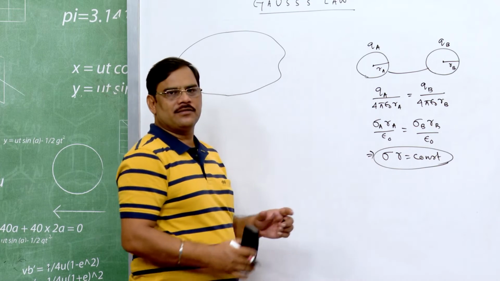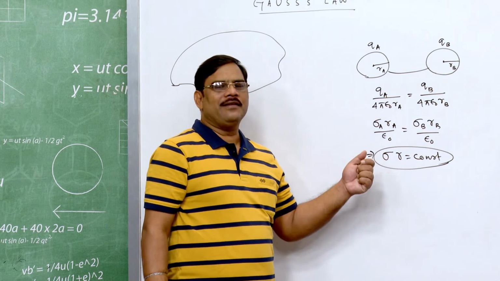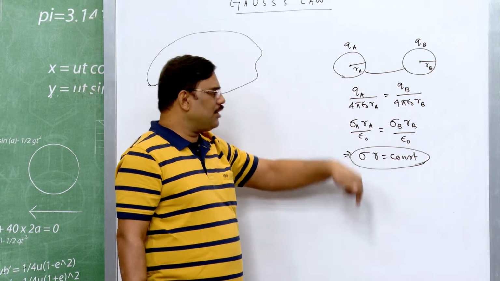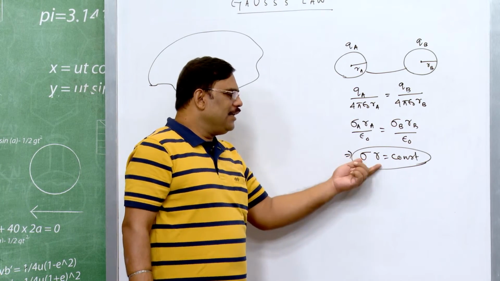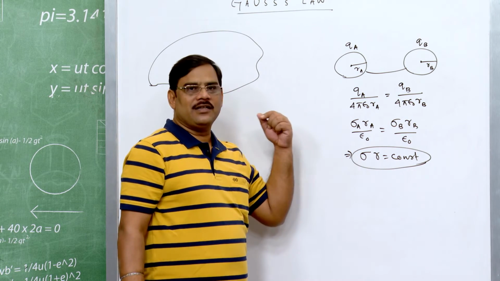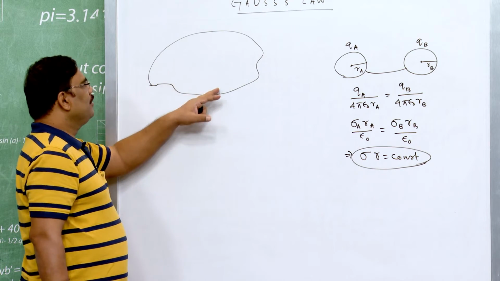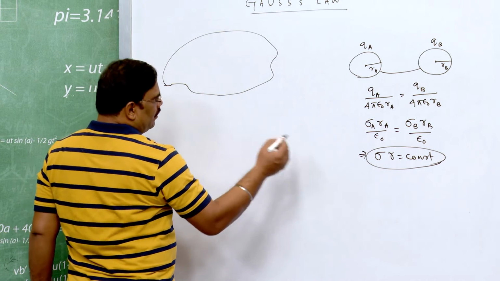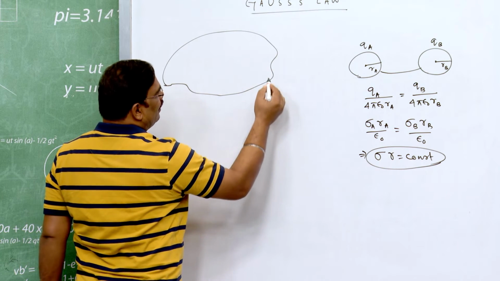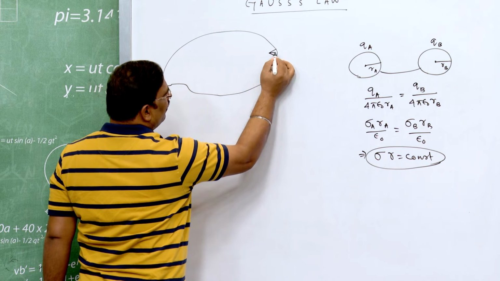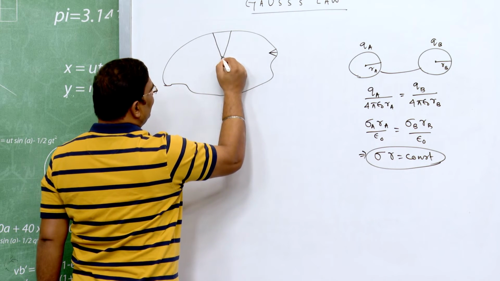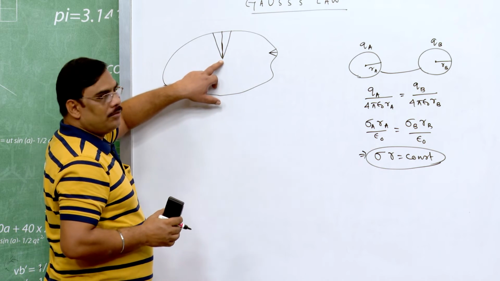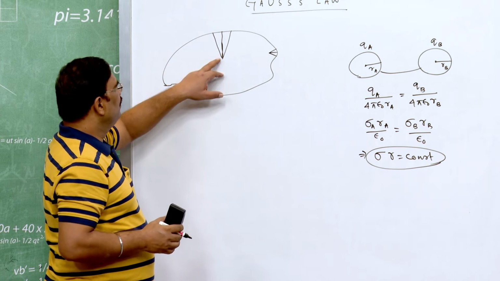Since epsilon 0 is a constant, we get that sigma r is a constant. So, for any conductors at the same potential, or a single surface at a constant potential, the irregularity of the surface is taken care of by the charge density. If we consider the surface of a completely irregular conductor, more density of charges will occur at the portions having less radius of curvature, and less density will be present at the portions where the radius of curvature is higher.